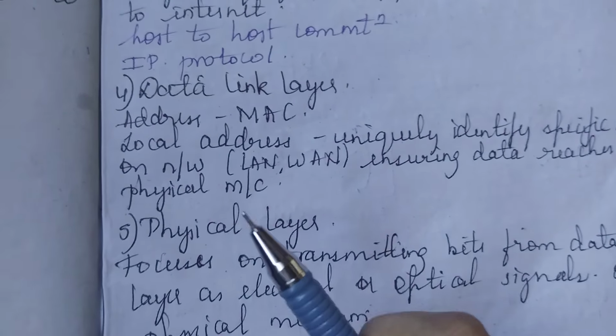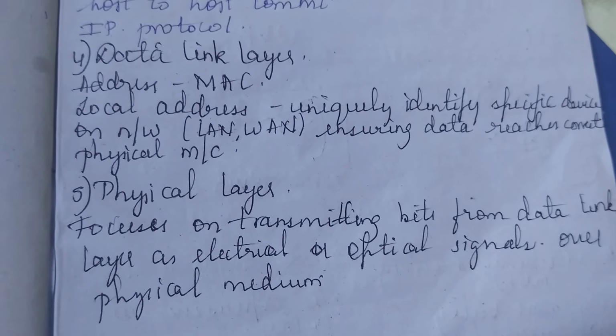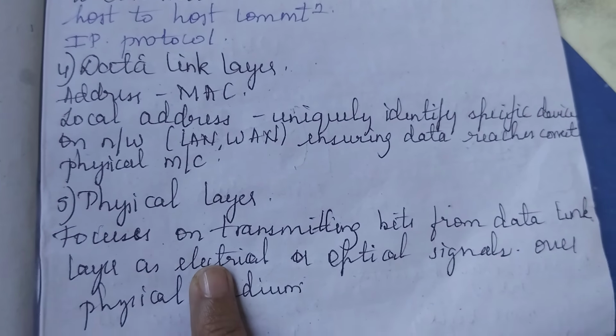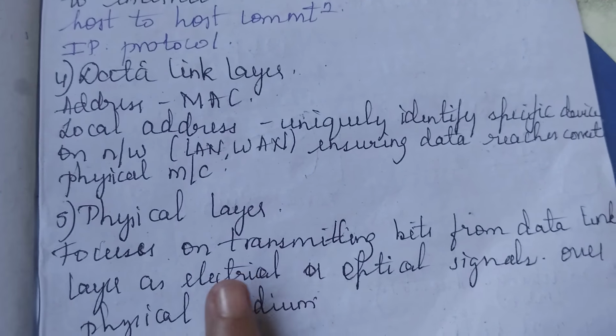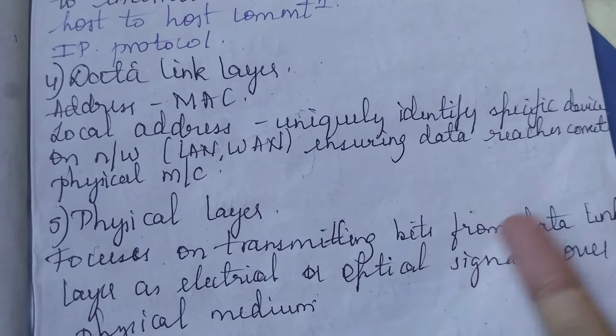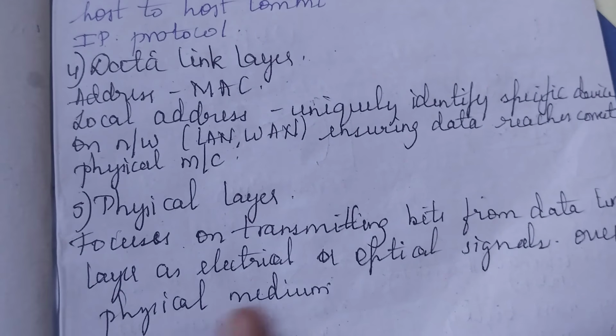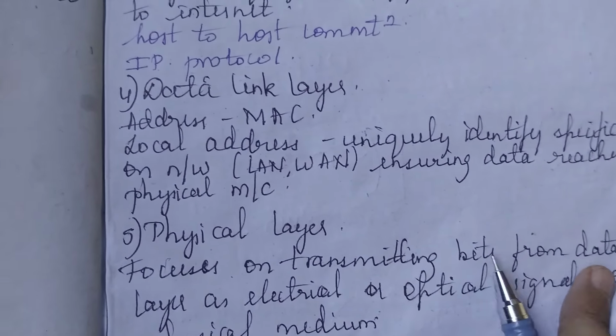Then comes the physical layer. Here you can just write: transmitting bits from the data link layer as electrical or optical signals over a physical medium.